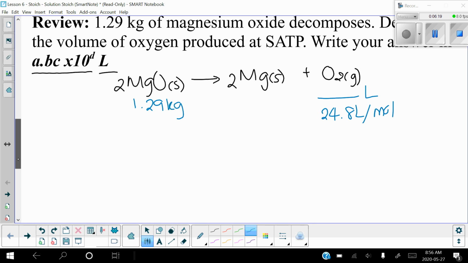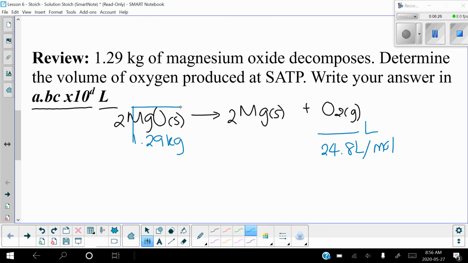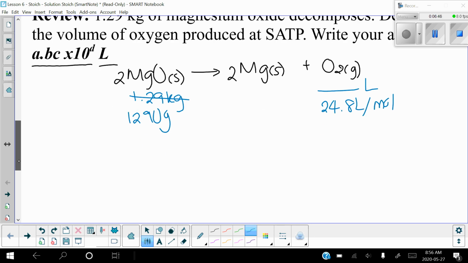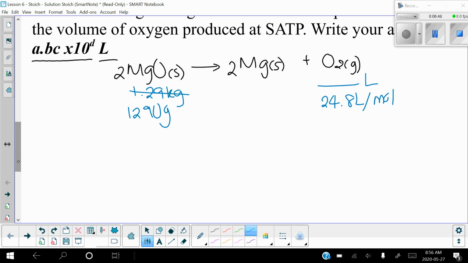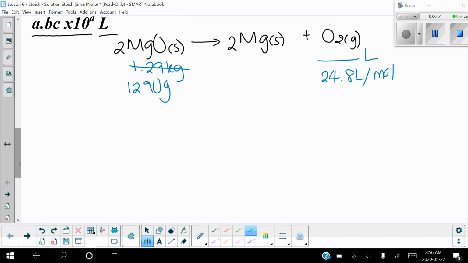Before I get started, I know a lot of us would prefer to be comfortable without those kilograms. So we're going to convert this into grams. Okay, so to get grams, all you have to do is multiply by 1,000 or move the decimal point 3 times over, and you get 1,290 grams. I'm going to cross this out because that's the same information and I don't accidentally want to use it twice. Let's begin our stoich.